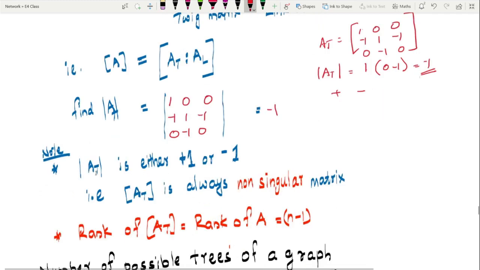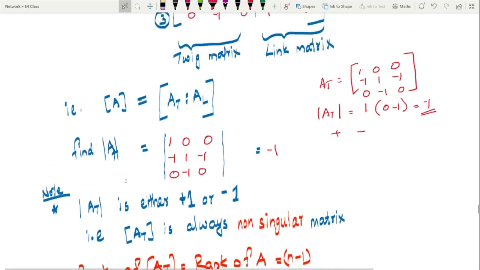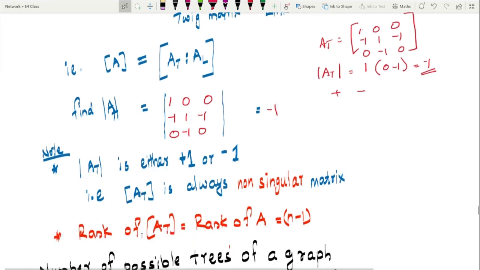So when the determinant of a matrix is 0, what is the name of that matrix? That matrix is a singular matrix. So if the determinant of a matrix is not 0, it indicates that the matrix is always a non-singular matrix. So the Twig matrix is always a non-singular matrix. Another important point regarding the Twig matrix is that the rank of the Twig matrix is equal to the rank of the reduced incident matrix, that is equal to n minus 1, where n is the number of nodes of the graph.